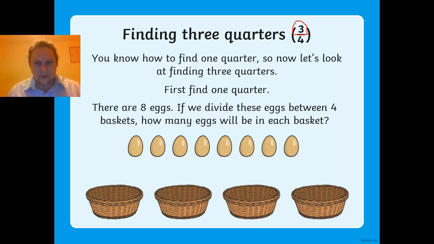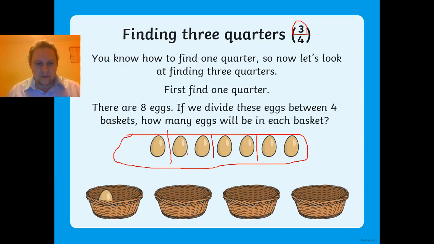So first find 1/4, okay? We know how to do that, don't we? And a very easy way is to divide it in half and in half again. Okay, that's a very quick, easy way of doing it. So we can straight away see how many we've got on each group. But we're going to use the old method of sharing them out equally.